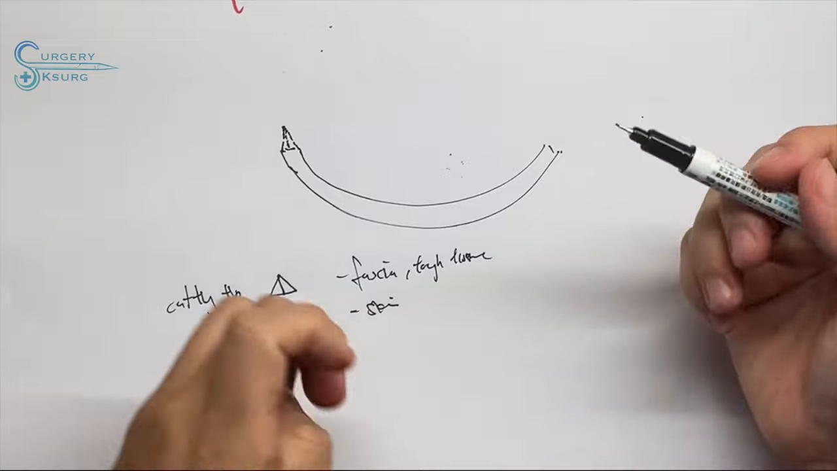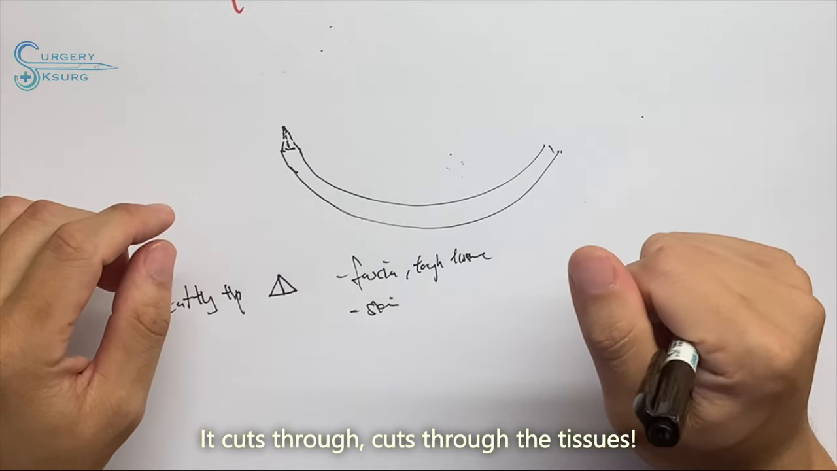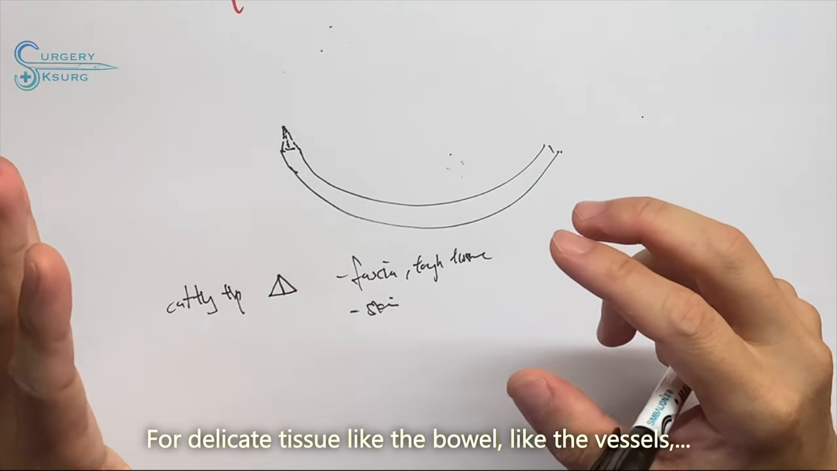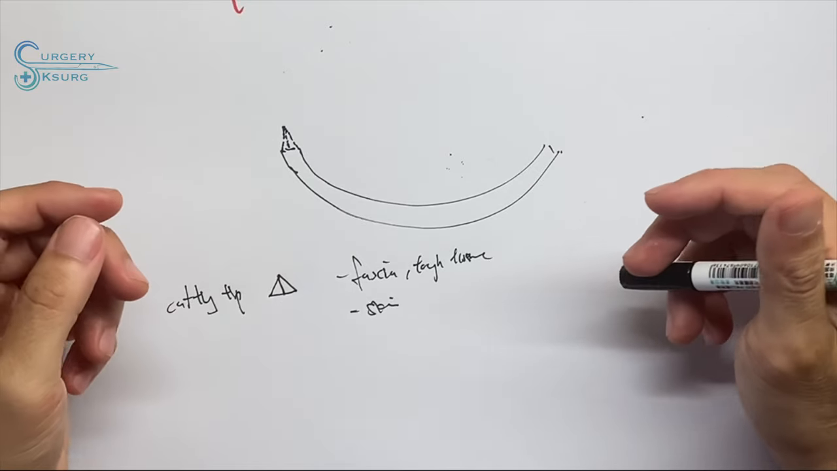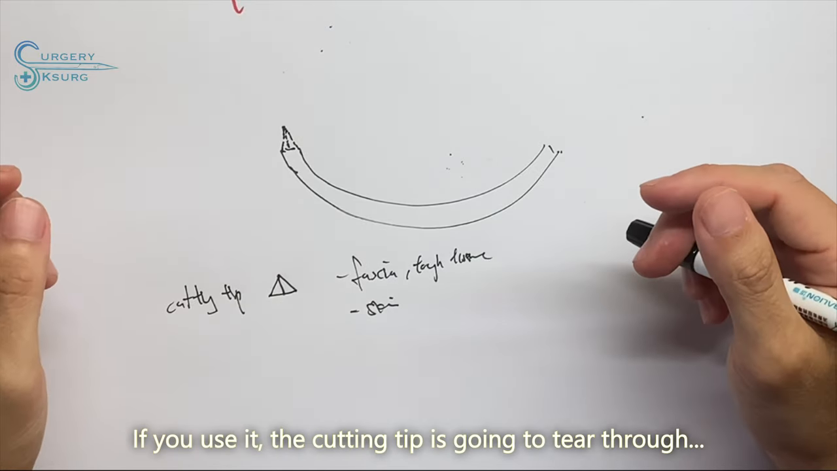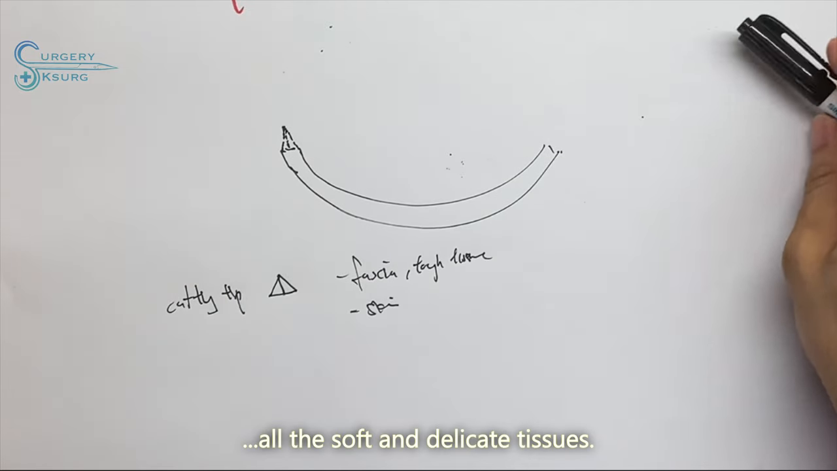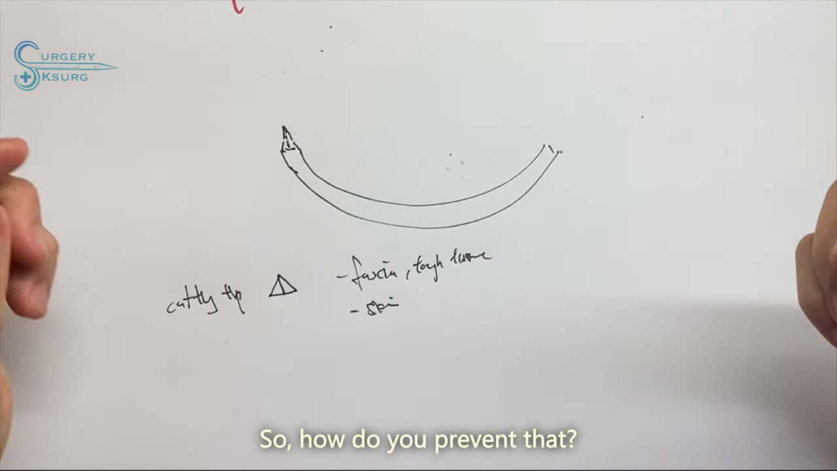So the disadvantage of this cutting tip is that it cuts through the tissue. So for a delicate tissue like the bowel or the vessels, you cannot use a cutting tip. If you use a cutting tip, it's going to tear through all your soft delicate muscles. So how do you prevent that?